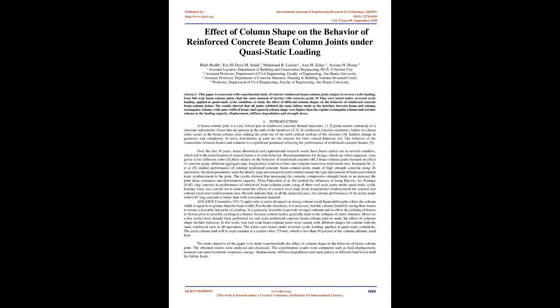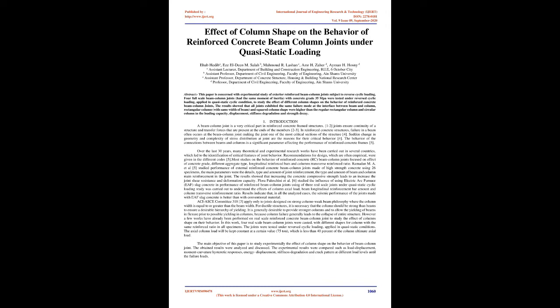Four full-scale beam column joints had the same moment of inertia, with concrete grade 35 MPa, were tested under reverse cyclic loading, applied in quasi-static cyclic condition, to study the effect of different column shapes on the behavior of reinforced concrete beam column joints. The results showed that all joints exhibited the same failure mode at the interface between beam and column.